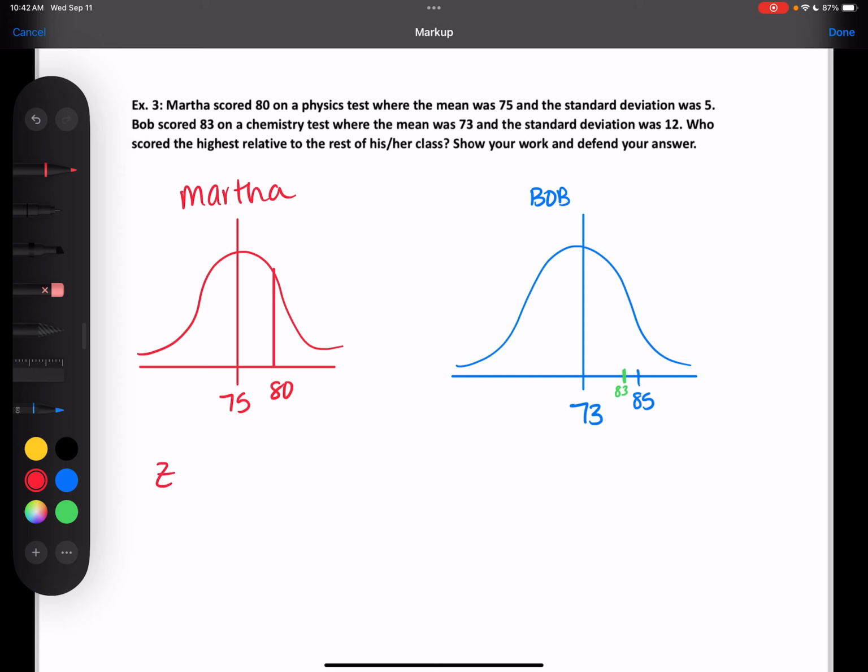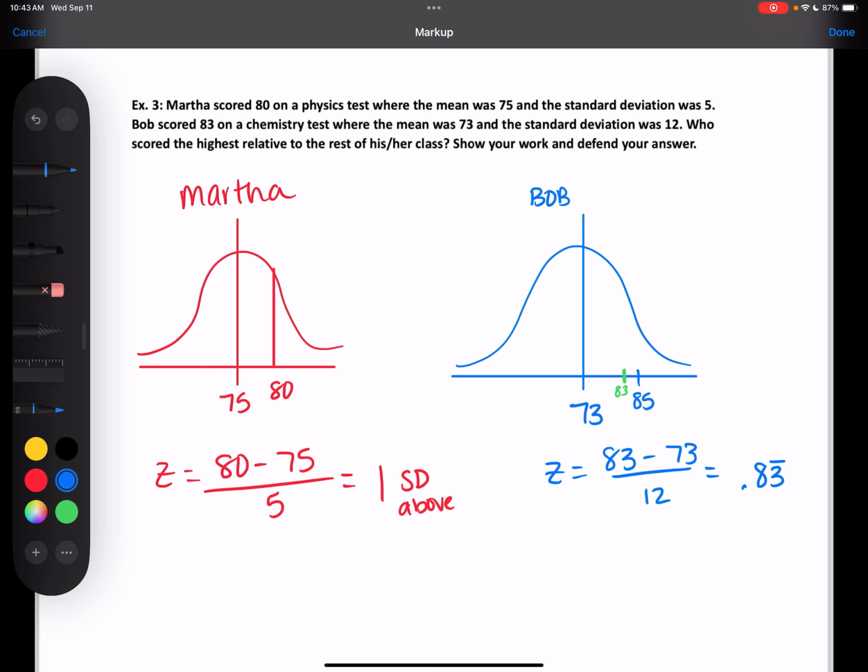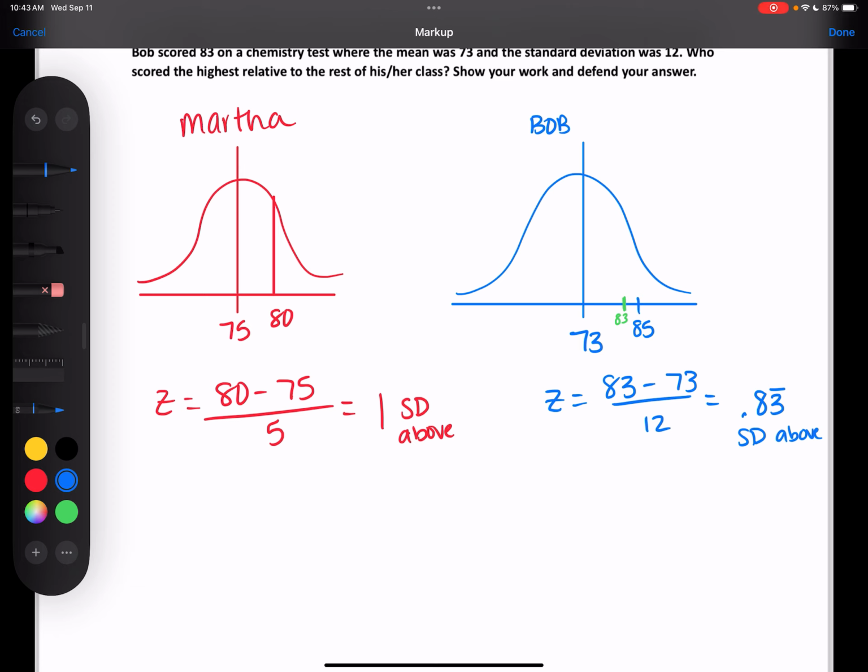So, z-score over here for Martha, her score was an 80, minus the average was 75, over the standard deviation of 5. So that ends up being 5 over 5, which is 1. So 1 standard deviation above. Bob's, though, his score was an 83, mean of 73, with a standard deviation of 12. And that comes out to like 0.83, repeating. And that's standard deviation above. So while they both did better than the rest of their class, Martha did better relative to her class.